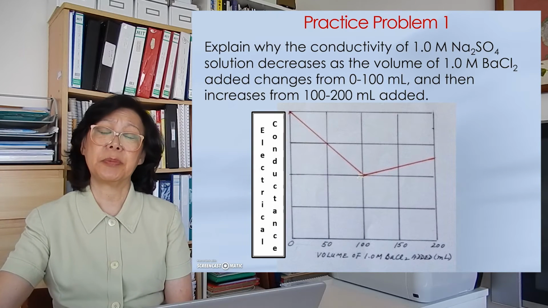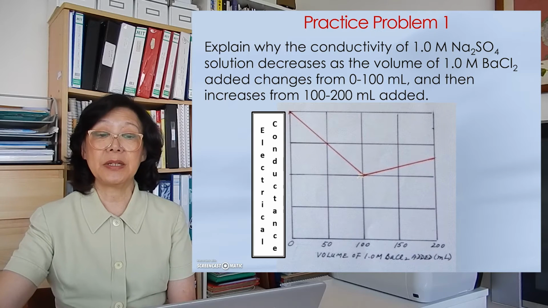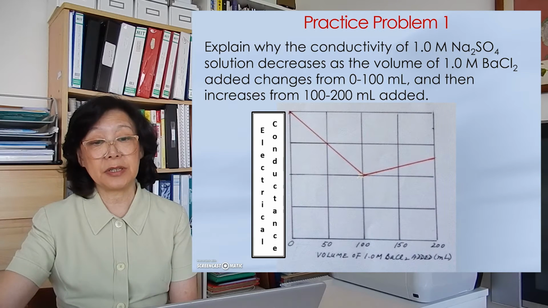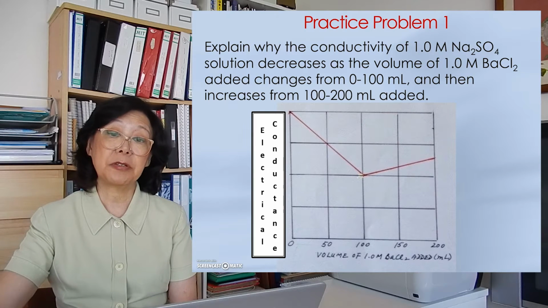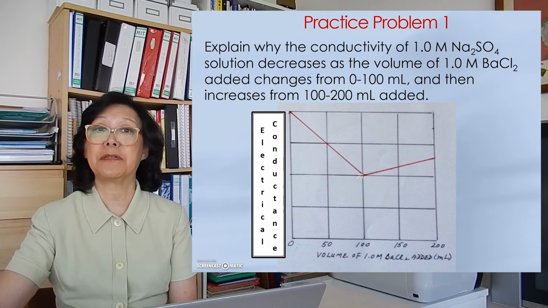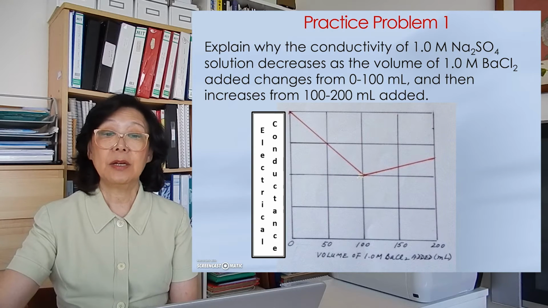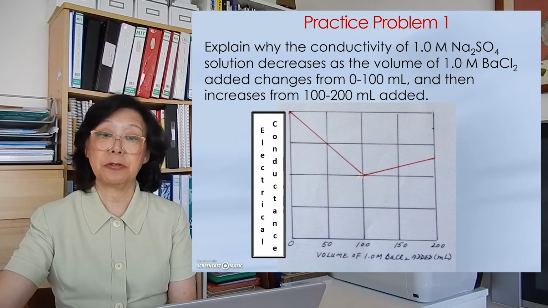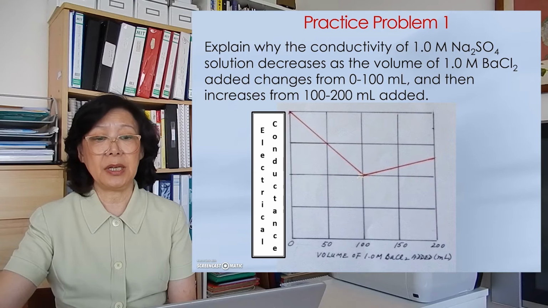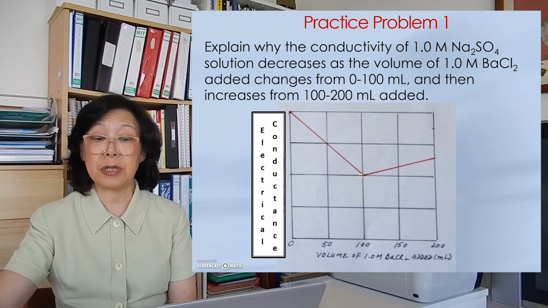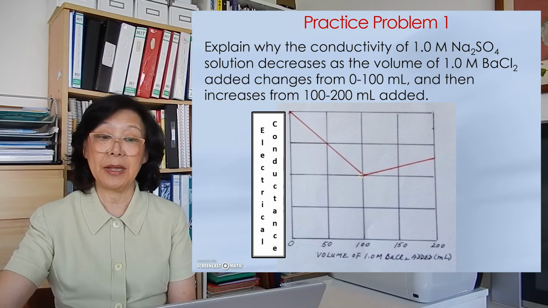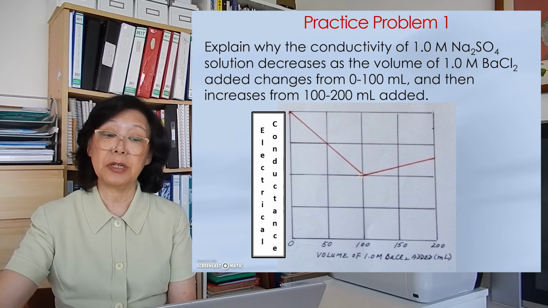Here's practice problem number 1. Looking at this electrical conductance diagram, where it shows that I have 100 milliliters of 1 molar sodium sulfate solution, and to that I'm adding 1 molar barium chloride solution. Why does the electrical conductance decrease between 0 to 100 milliliters of barium chloride added, and then increase again beyond 100 up to 200 milliliters of barium chloride added?